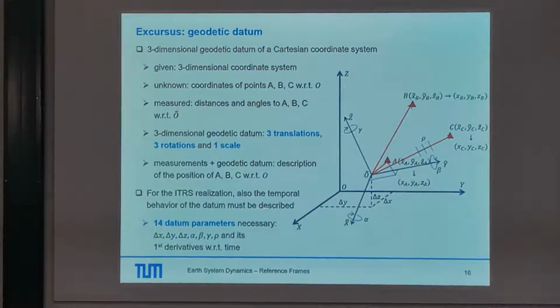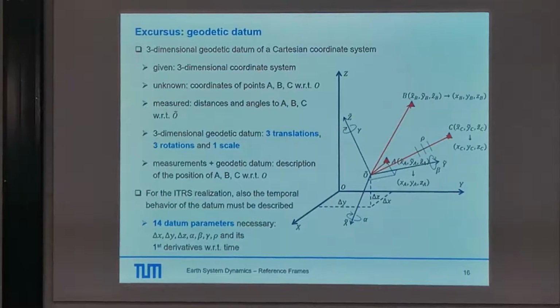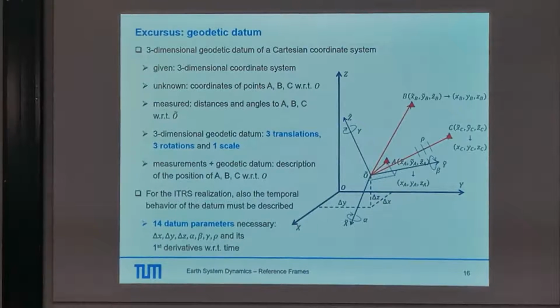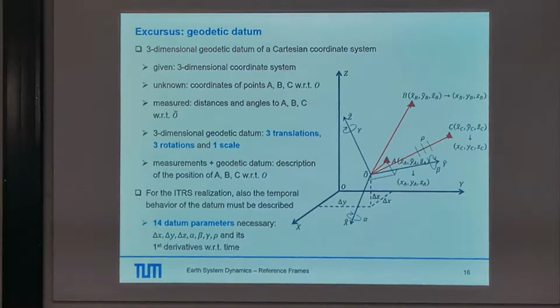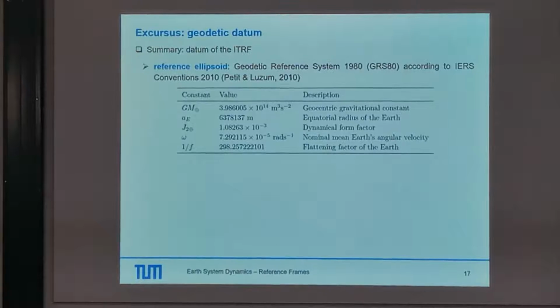but we also have to take into account the time evolution. So for the ITRF realization, also the temporal behavior of the datum must be described, and that's why we need 14 datum parameters in this case, not only the 7 offsets, let's say, at a certain epoch, but also the first derivatives with respect to time of these 7 parameters. Yeah? So the 3-dimensional ITRF needs 14 datum parameters to be defined in order to relate the measurements to the global reference system. And how does this look now for the ITRF?